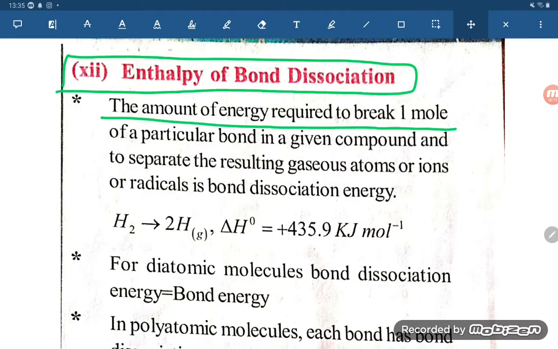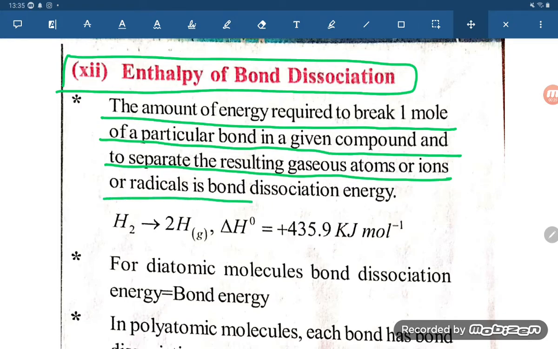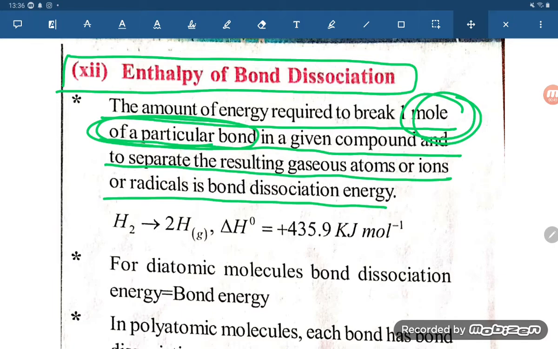The amount of energy required to break a particular bond in a given compound and to separate the resulting gaseous atom or ion or radical is called the bond dissociation energy. Again, bond dissociation energy is required to break 1 mole of the bond. The amount of energy required to break 1 mole of a particular bond in a given compound, and to separate the resulting gaseous atoms or ions or radicals, is called bond dissociation energy.